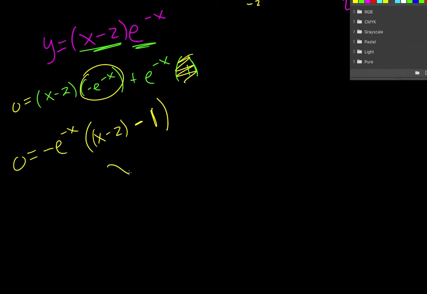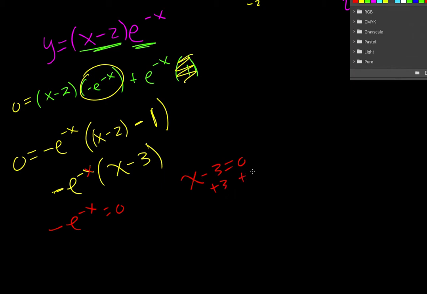Then we simplify this. This is x minus 3. So now we have x minus 3 and negative e to the negative x. And so if we set both of those equal to 0, negative e to the negative x equals 0, and x minus 3 equals 0. We just add 3 over here. We get x equals 3.